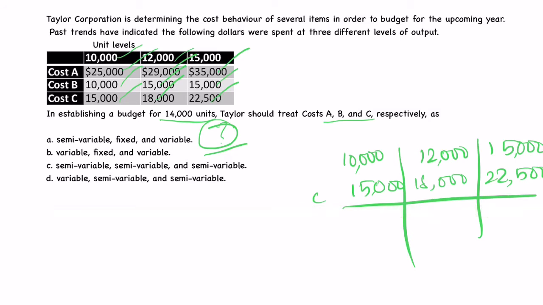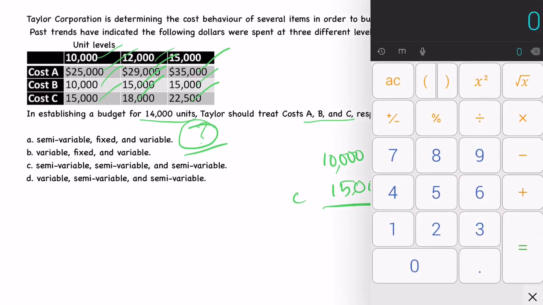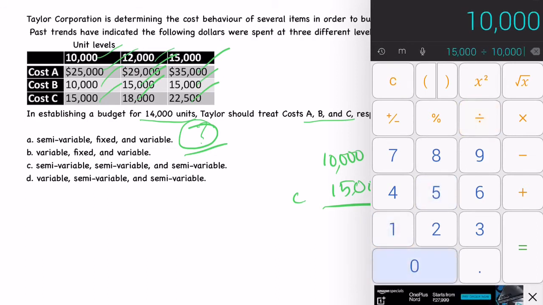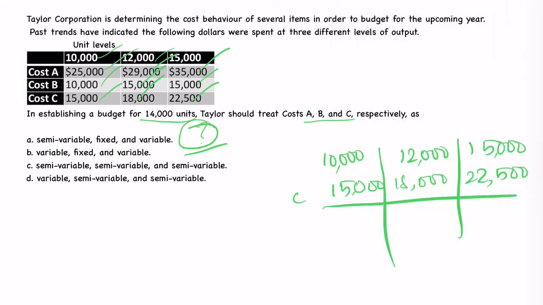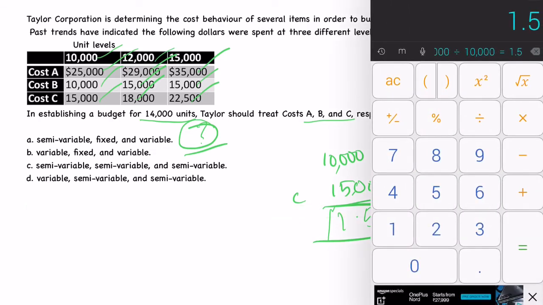How am I going to find that? I am going to demystify this. See, 15,000 divided by 10,000 is 1.5. 1.5 is the cost for each unit. For each unit the cost is 1.5. I am going to do the same for all three unit levels. 18,000 divided by 12,000 is also 1.5. Let me check the other one also.